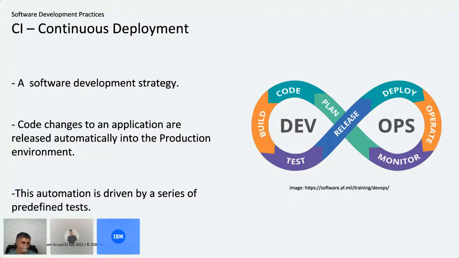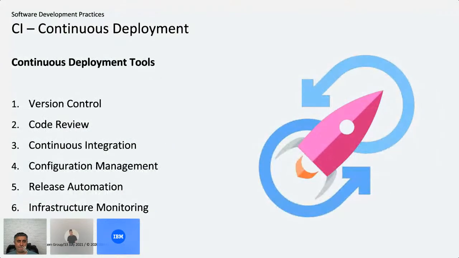Successful builds can be automated and deployed into production, and the automation here is driven by a series of predefined tests. As I've mentioned before, this is all about building software and applications using a DevOps approach to software development.